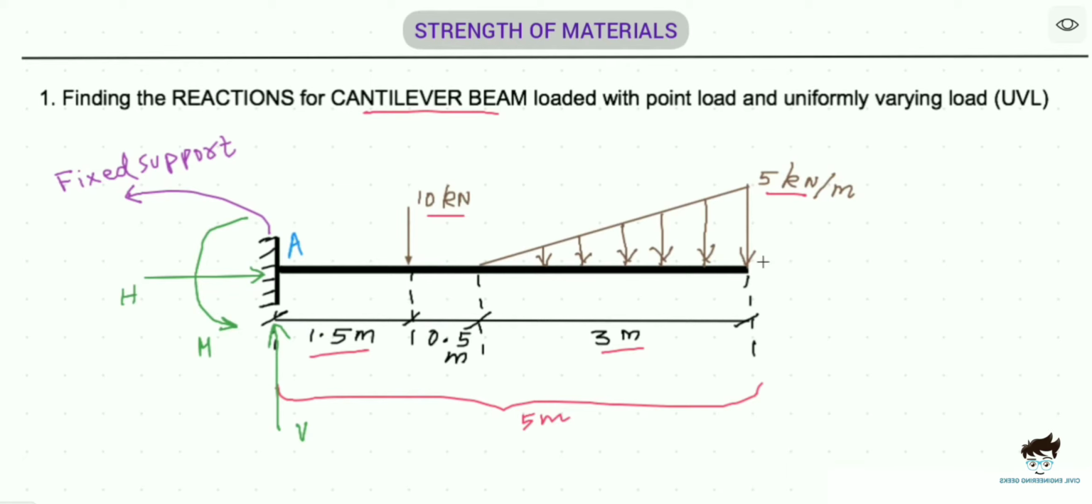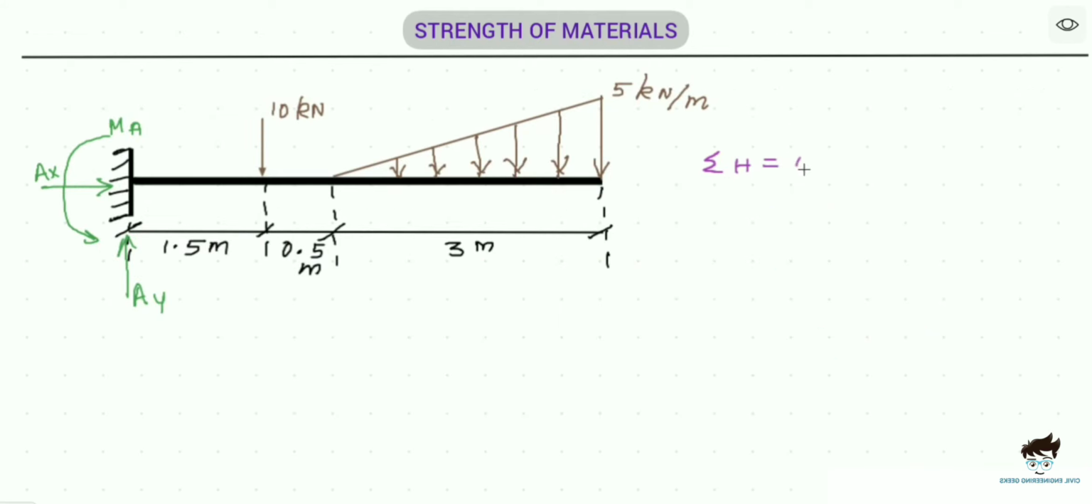We will name the fixed support as A and the free end as B. So we will have AY assuming in the upward direction, AX assuming towards right, and MA assumed in the counterclockwise direction. Here everyone should note that moment MA cannot be 0 because we know that the fixed support is capable of producing a moment. Right? Okay, fantastic. Let's start using our equilibrium equations.